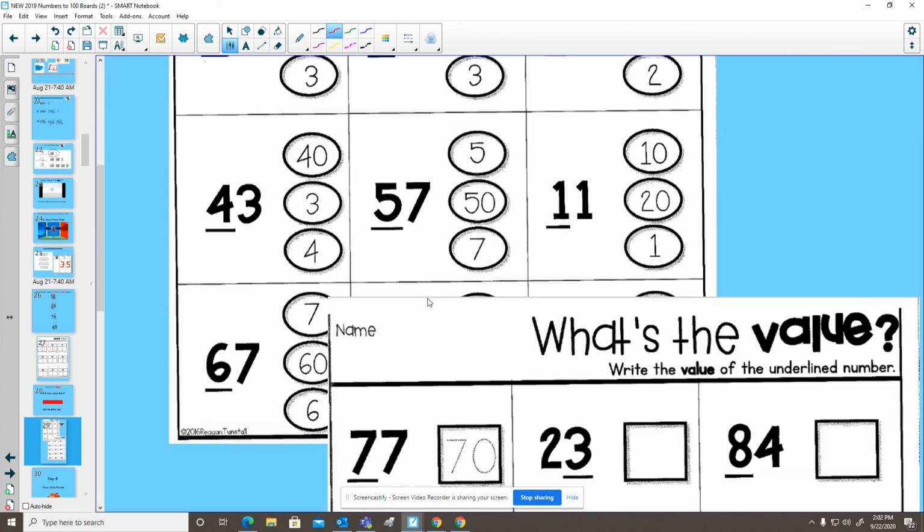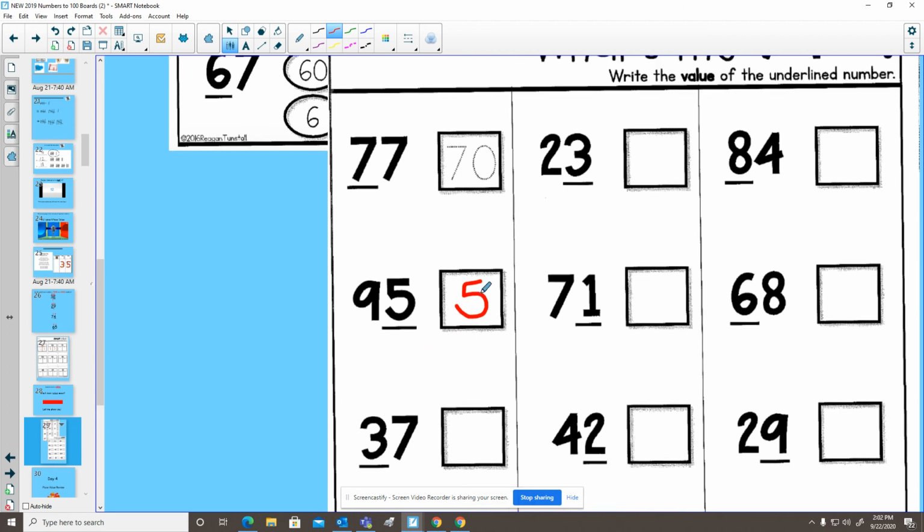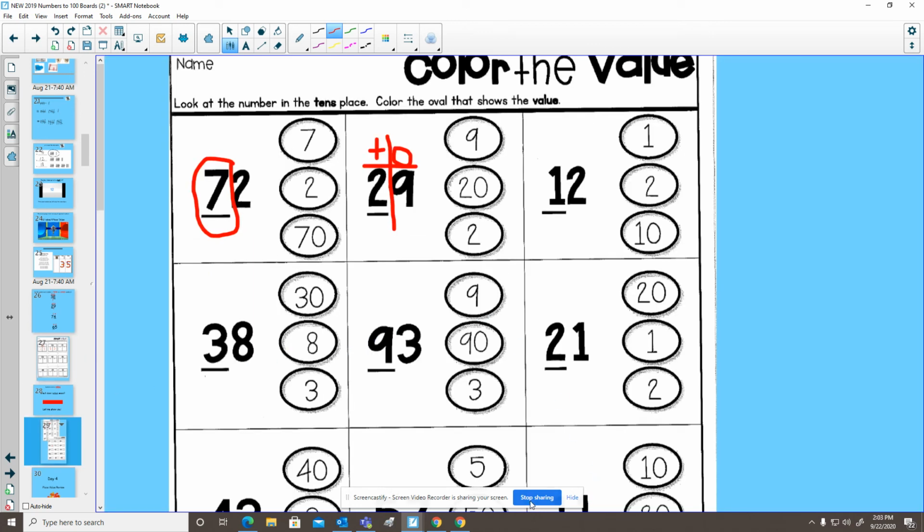Let's look at these ones. The 5 is underlined in the 95. So how much is the 5 worth? The 5 is worth 5. That's right, because if you have 5 ones, think of it as if you had 5 loonies, or $5. You just have $5, you don't have 50. So now you're going to practice place value and the value of each digit. Have fun.